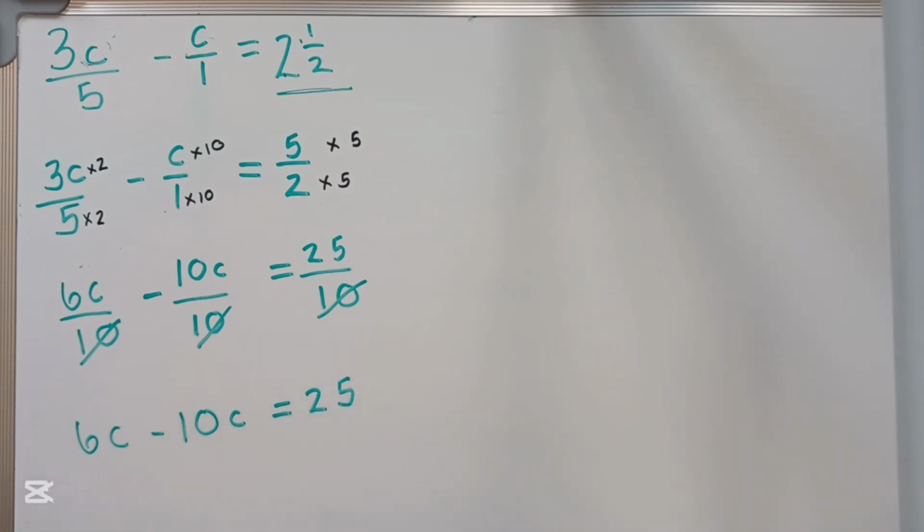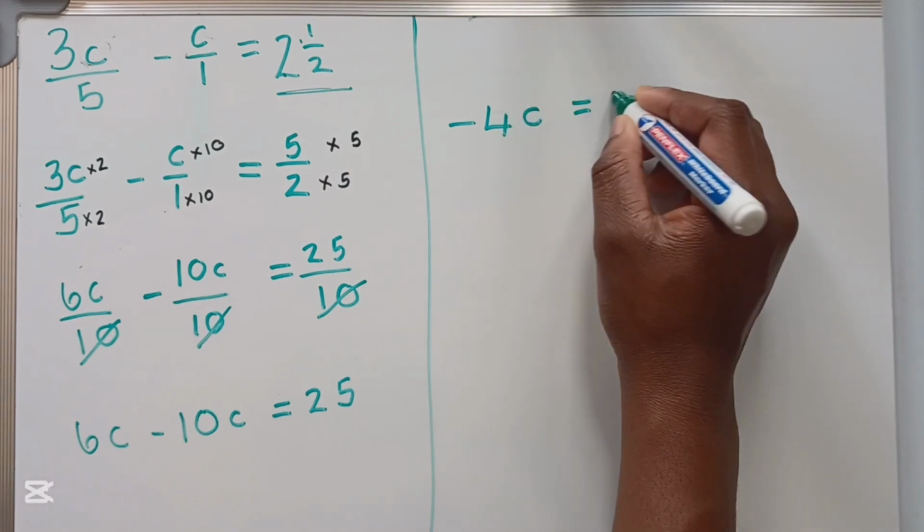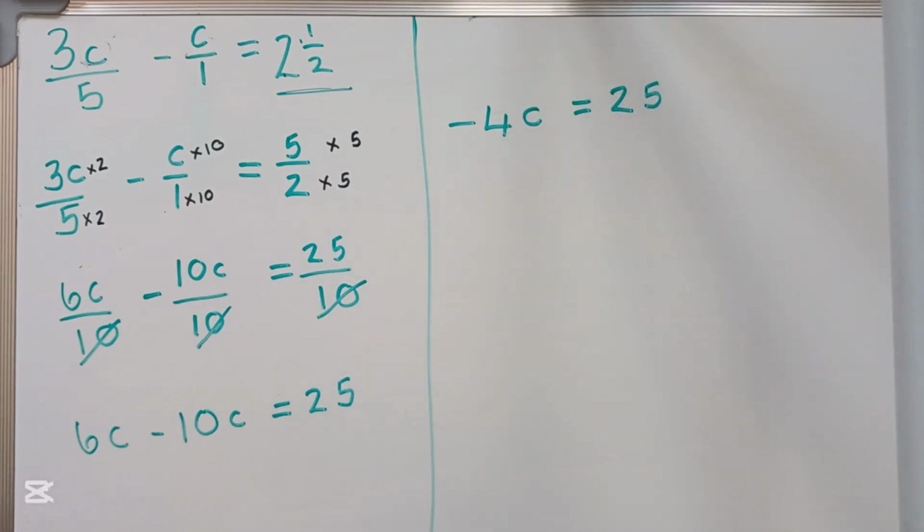Next, we want to isolate the unknown variables by moving them on one side of the equal sign. Since this is already done for us, we can already solve this. 6 minus 10, since they are like terms. 6 minus 10 will give me negative 4. Negative 4c equals to 25. And we are not done yet.